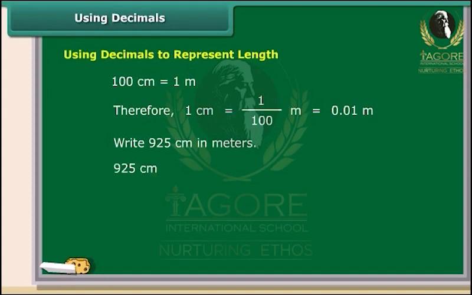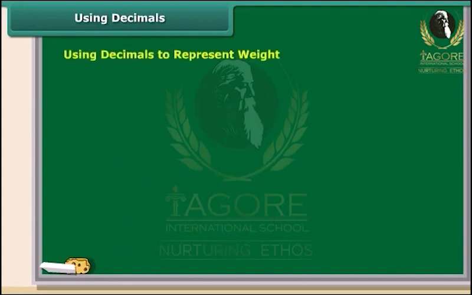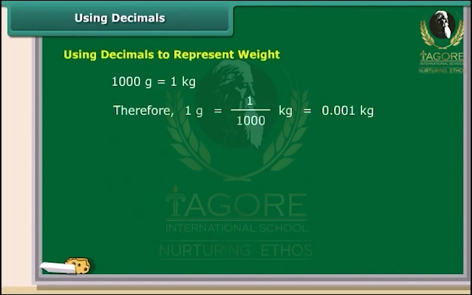925 centimeters may be split as 900 centimeters and 25 centimeters. 900 centimeters are equal to 9 meters. 25 centimeters are equal to 25 upon 100 meters, that is 0.25. So, 925 centimeters are equal to 9.25 meters. Weights can also be represented with the help of decimals.